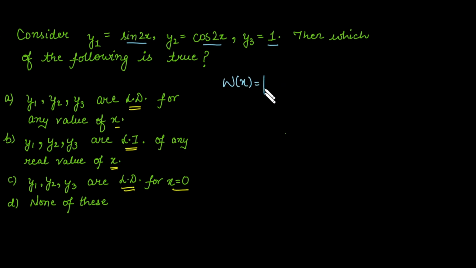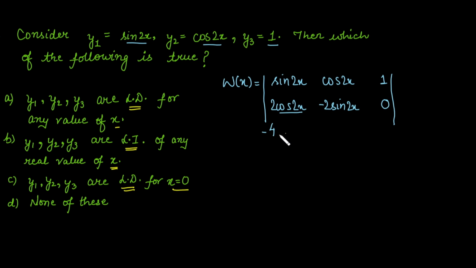So we can directly write the functions: first function sine 2x, second function cos 2x, third function 1. Now take their derivatives. The derivative of sine 2x is 2 times cos 2x, and the derivative of cos 2x is minus 2 sine 2x. What is the derivative of 1? 0. Now take the derivative further: the derivative of cos 2x is minus 2 sine 2x, and since 2 is already there, it becomes minus 4 sine 2x. Take its further derivative, that is minus 4 cos 2x. Its further derivative is 0.